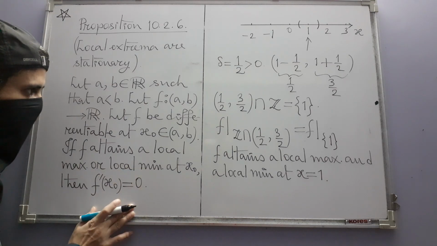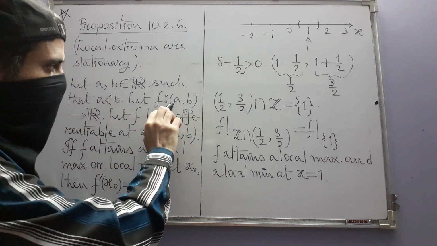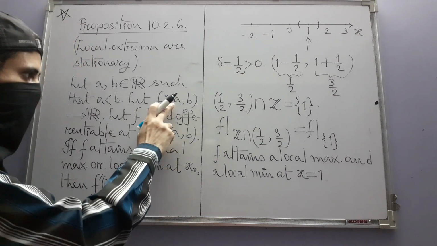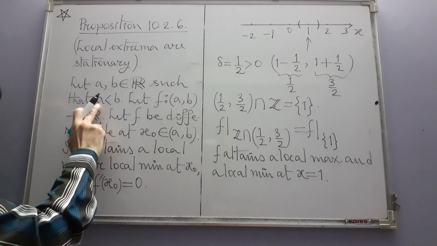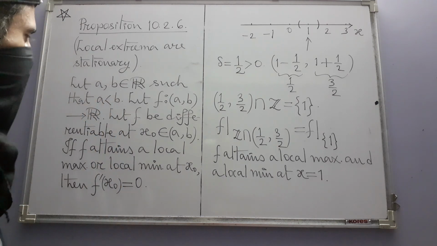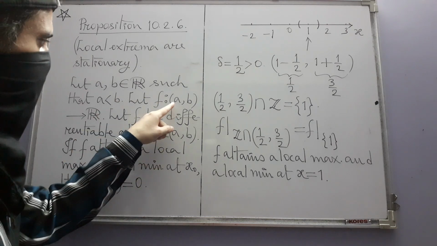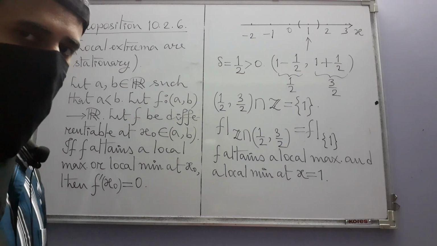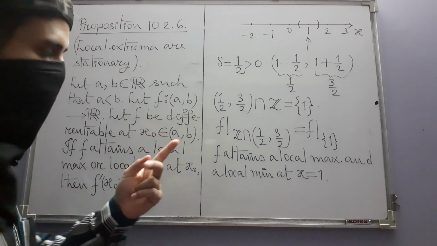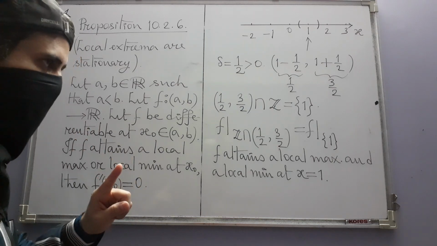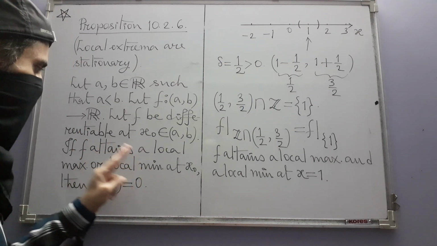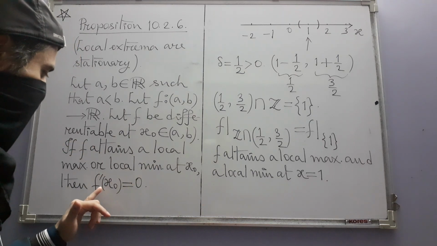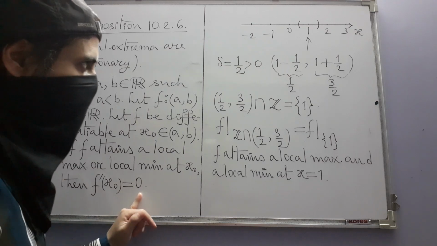So you see the hypothesis. First of all, we are talking about an open interval, and that too a non-degenerate open interval, an open interval which has things in it. That's why we need a to be less than b. And we have our function whose domain is this open interval. And there is a point x naught in the open interval at which two things happen. f is differentiable, that is the first thing. And the second thing is that f attains a local maximum or a local minimum at that point. Then the derivative of f at that point has to be equal to 0.